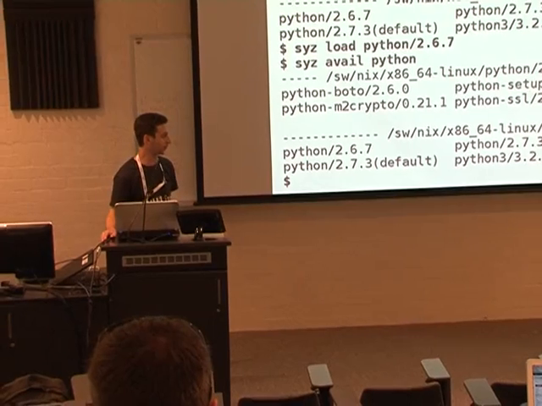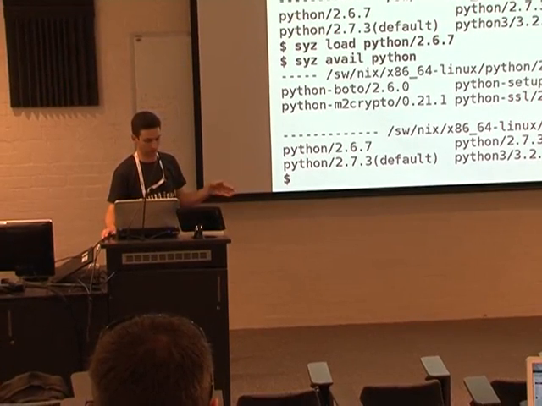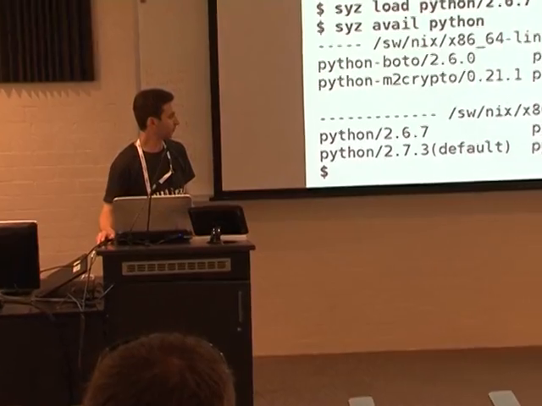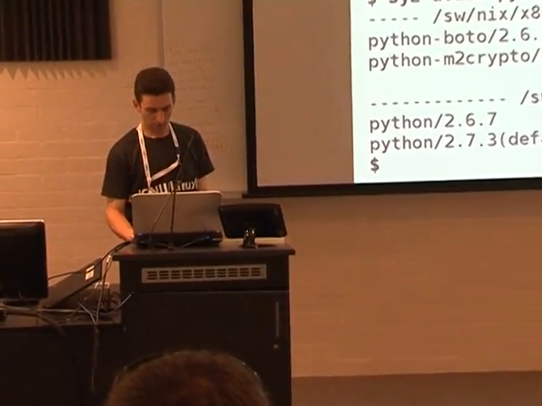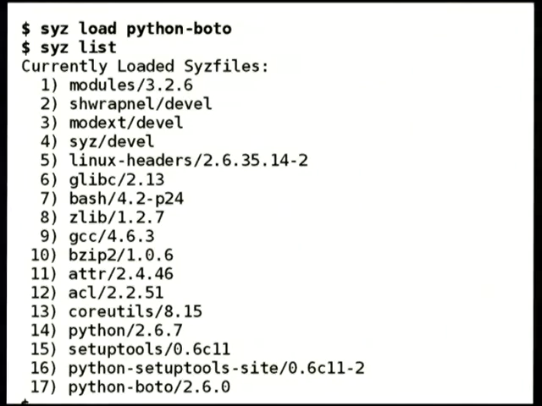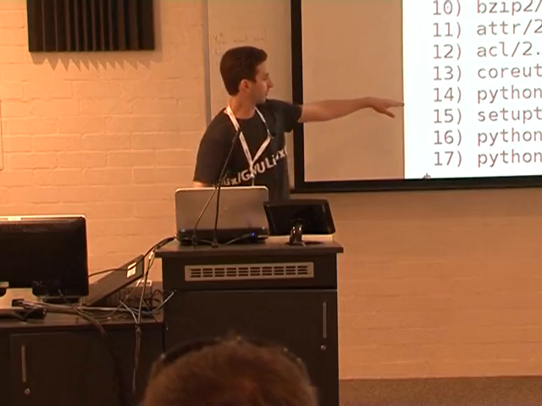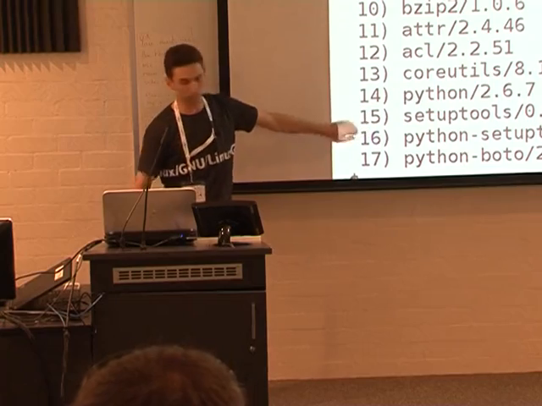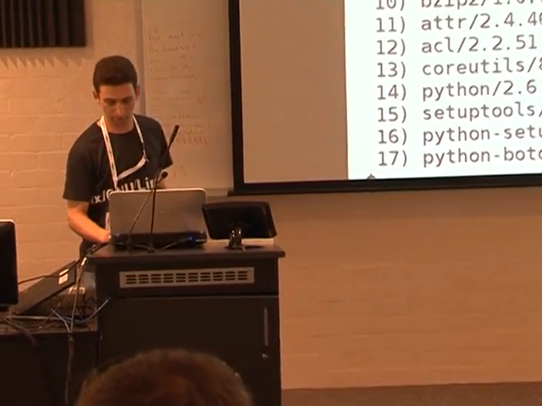There's a directory called SW, and the structure under there is basically the same as under the root /sw tree. So we can say, okay, I might want Python Boto, and I can load that up. Now if I look at the list of sys files that I've got loaded, you can see that from here up is what we used to have, and there's Python Boto, and this is what it's pulled in as its dependencies.